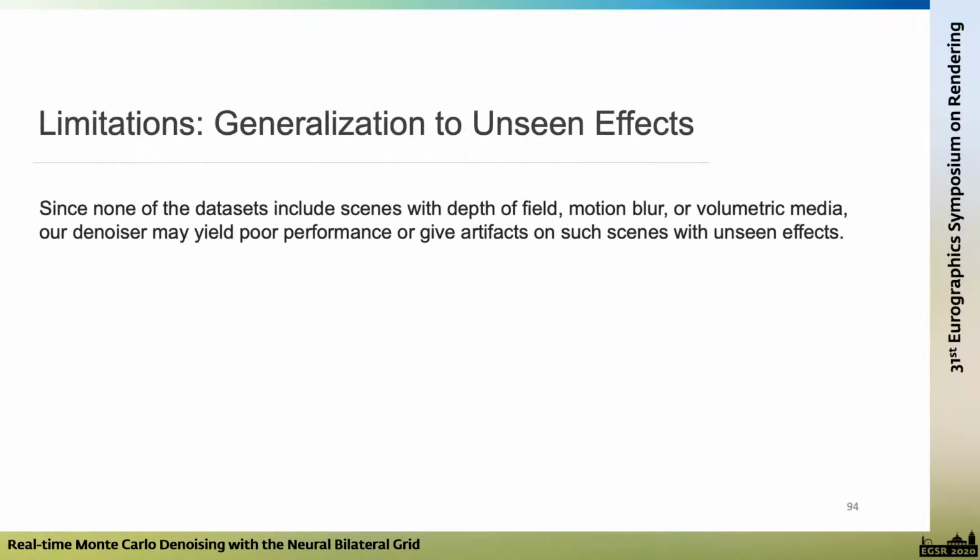Since none of the datasets include scenes with depth of field, motion blur, or volumetric media, our denoiser may yield poor performance or give artifacts on such scenes with unseen effects. This problem can currently only be mitigated by increasing the generality of training scenes.